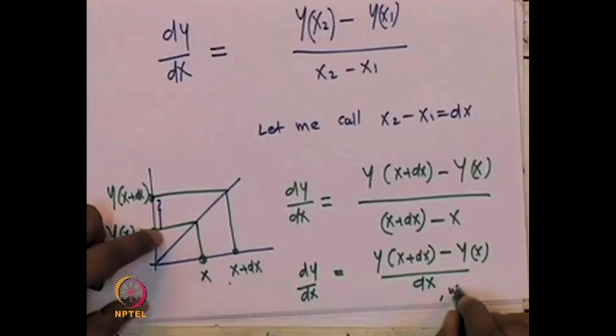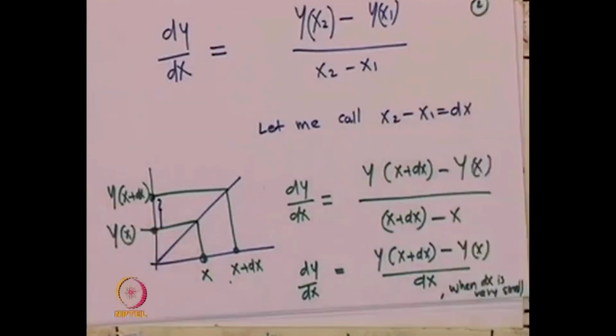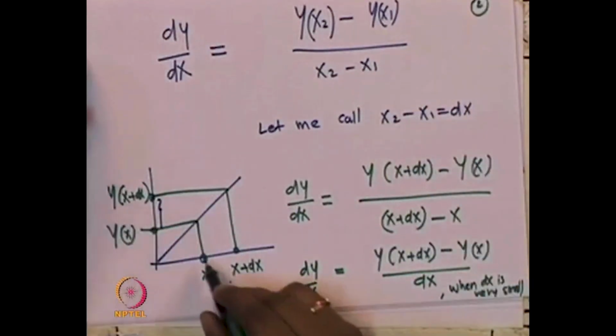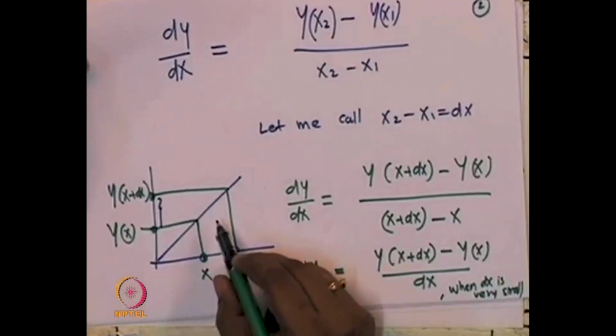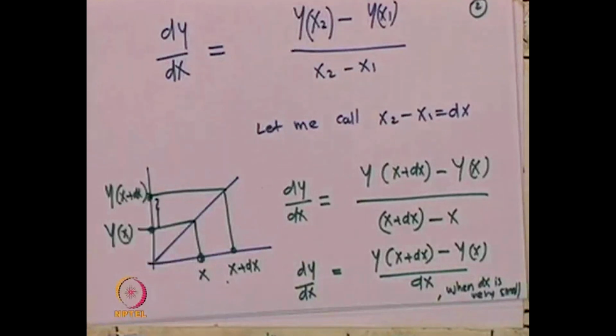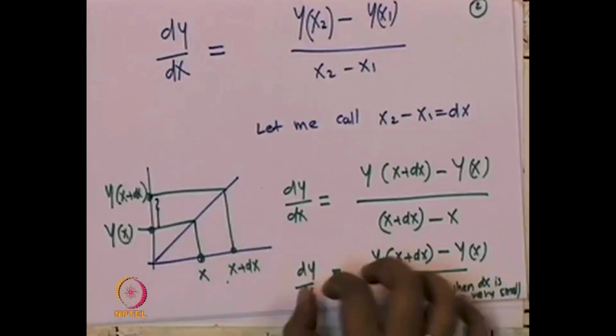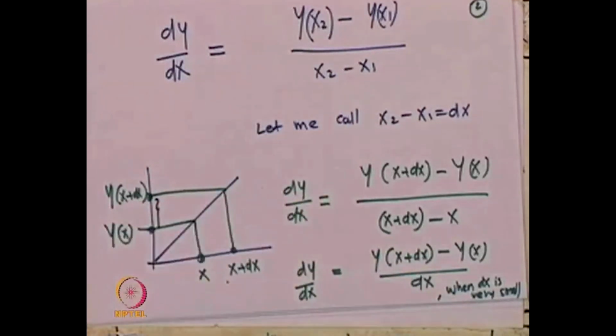When dx is very small. So, we want this, the closer, the more accurate this will be. We want this dx to be very small so that the definition is proper. For a straight line it does not matter what the value of dx is, but for complicated curves, the closer you take these 2 values on the x axis, the more correct the derivative you get.